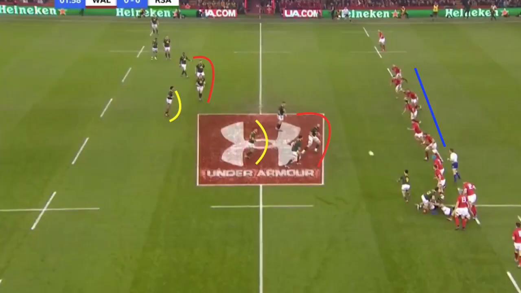Today, we are going to take a look at the South African attack structure and what they're looking to accomplish. South Africa's base structure is a 1-3-3-1 attack structure. So if you're unfamiliar with what a 1-3-3-1 attack structure is, we have a slide for you here.